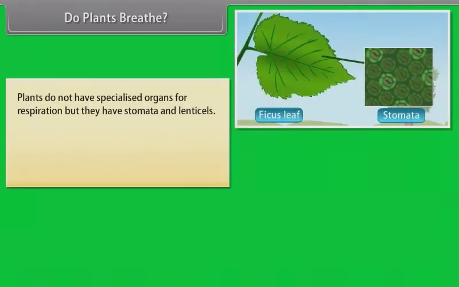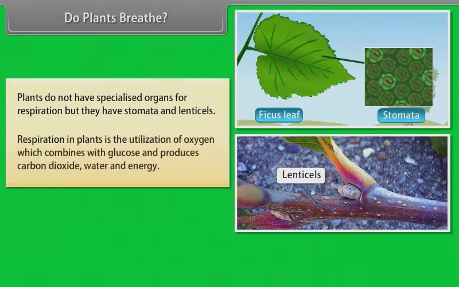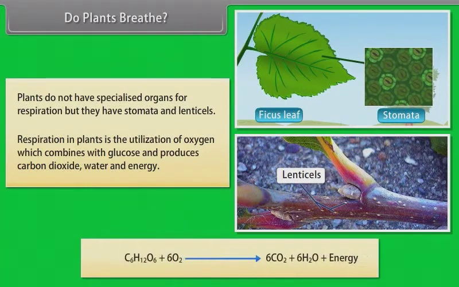Plants do not have specialized organs for respiration, but they have stomata and lenticels. Respiration in plants is the utilization of oxygen, which combines with glucose and produces carbon dioxide, water, and energy. The combustion of glucose gives carbon dioxide, water, and energy.